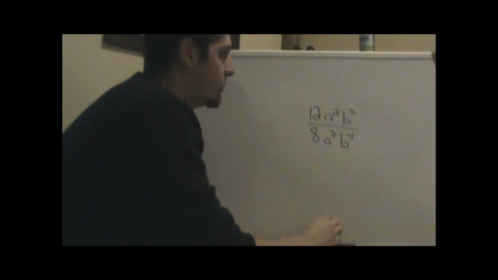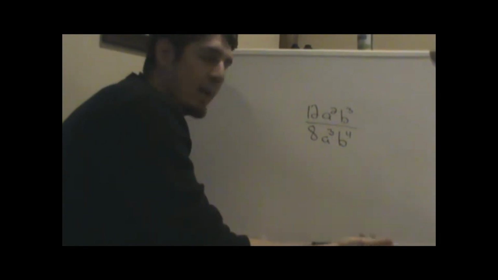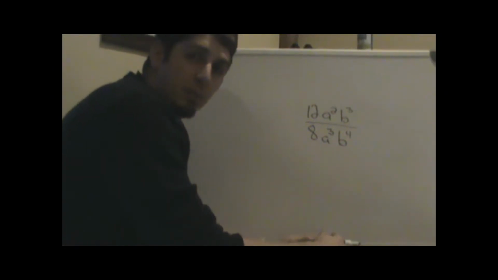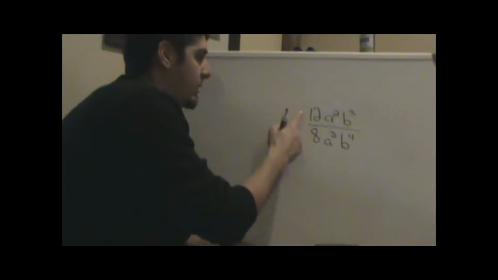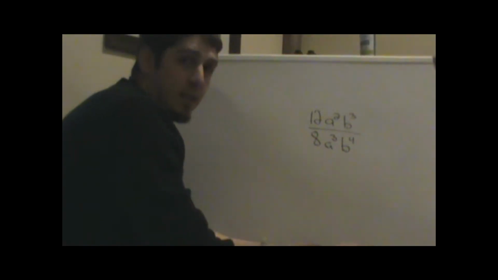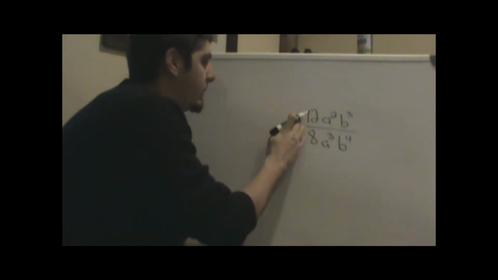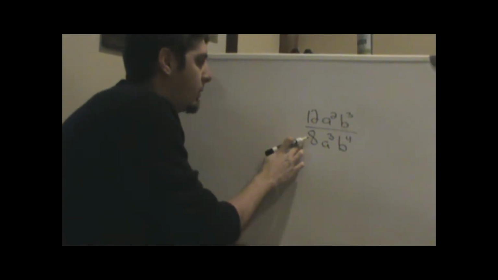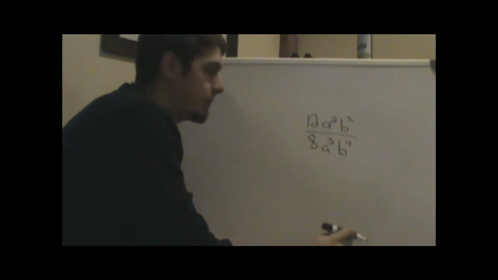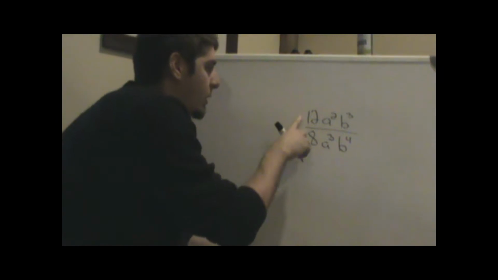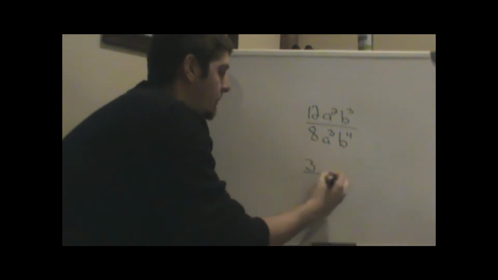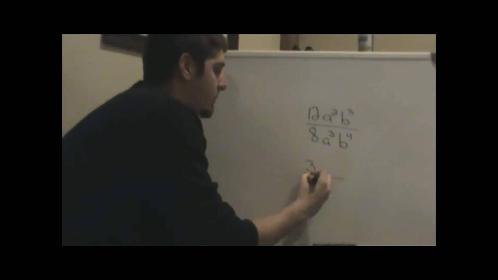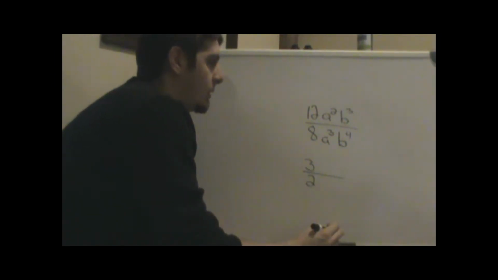Okay. To divide monomials, it's exactly the same as simplifying an algebraic fraction. Take the numbers and divide them or reduce them. It's up to you. The number that goes into both 8 and 12 is 4. 4 goes into 12 3 times. 4 goes into 8 twice. At this point we're left with just the variables.